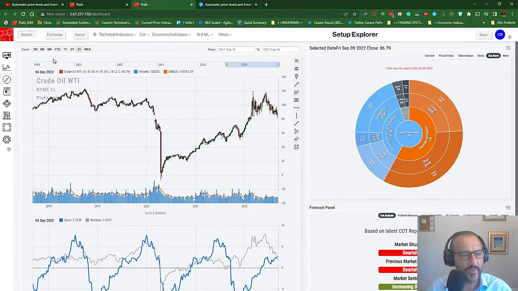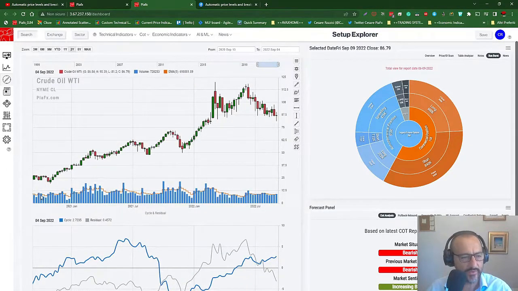Once we have seen this, let's set our time frame to 2 years. Okay, this is 2 years. Now we are going to face the first type of support, automatic support and resistance.